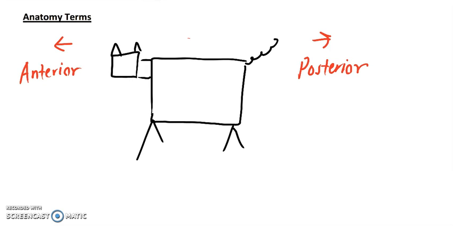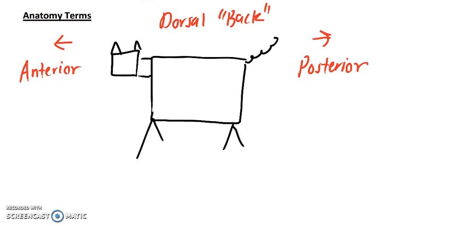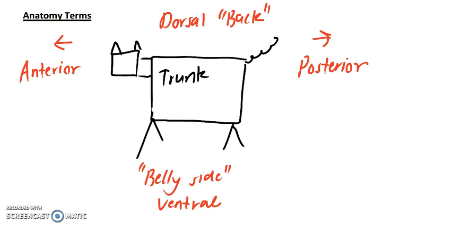This side here, kind of the back of the pig, we call this dorsal. If you think of a dolphin's dorsal fin, it's on its back side. This is the back. Okay, and the belly side. The proper anatomy term for this would be ventral. Okay, the body of the pig, we can call this the trunk. This is the body of the pig.